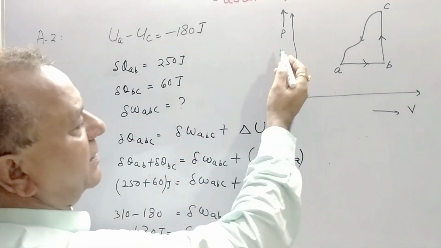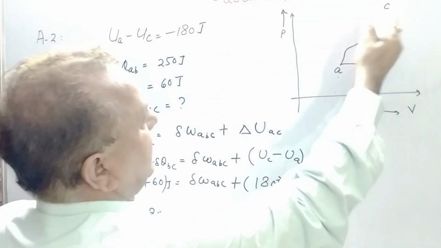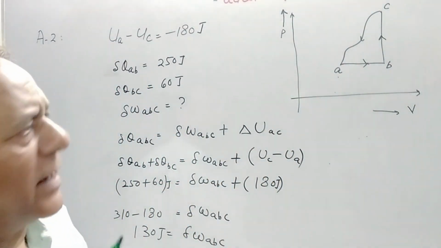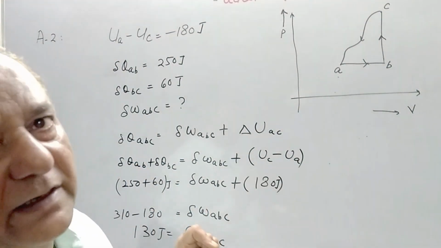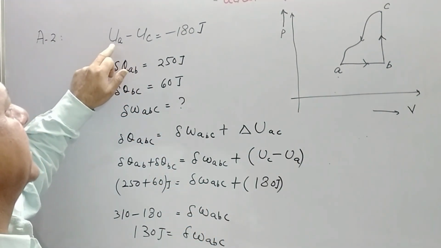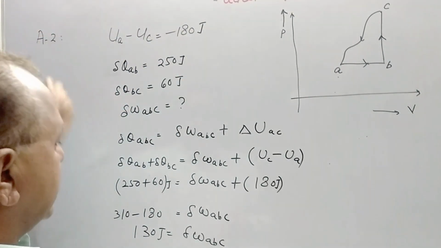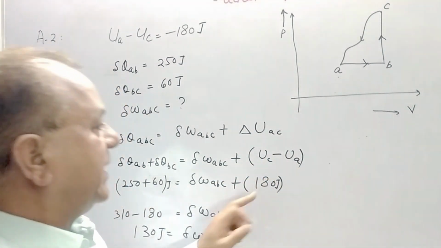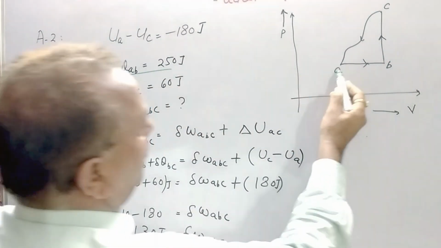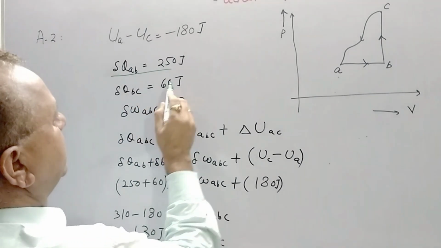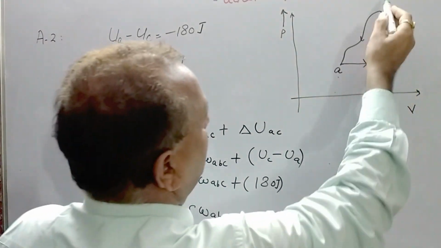In this question, you have been given an ideal gas taken from A to B to C cyclically. Now, the simple trick is internal energy is path independent. Therefore, you have been given that UA minus UC is equal to minus 180. So, UC minus UA, which I have used here, will be plus 180. Now, for this whole process, you have been given A to B, heat is 250 joule, B to C, heat absorbed is 60 joule. You have to find out work done from A to B to C.